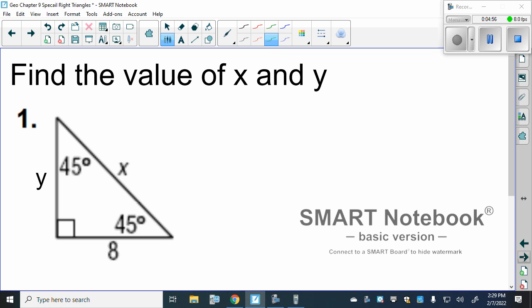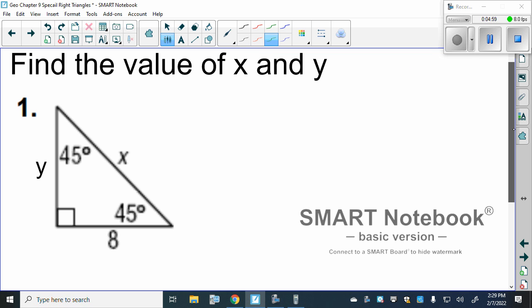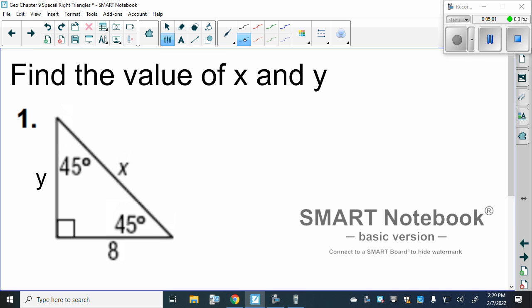So we look at this first one here. Now we're wanting to find the value of x and y. Were we given one of the legs to start with or the hypotenuse? The legs. And we know that because why? It's opposite the 45 degrees. We know it's a 45, 45, 90 because we do have two 45-degree angles and a right angle. So we know that the sides opposite the 45 degrees are going to be the same, which tells me that the value of y is 8.